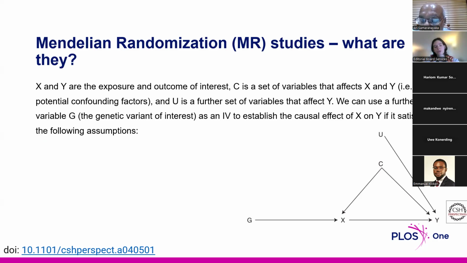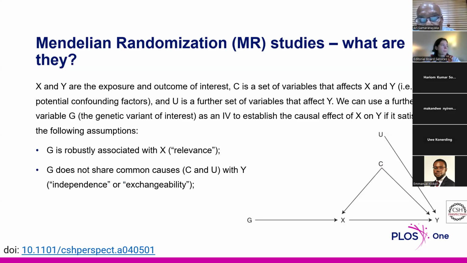And in order to do this properly, it needs to fulfill three different assumptions. The first being the relevance assumption, which means that G, the genetic variant of interest, is robustly associated with X. That is essential. If this isn't given, the study type cannot be performed. The genetic variant of interest also cannot share a common cause with the confounding factors, so C and U in this case.